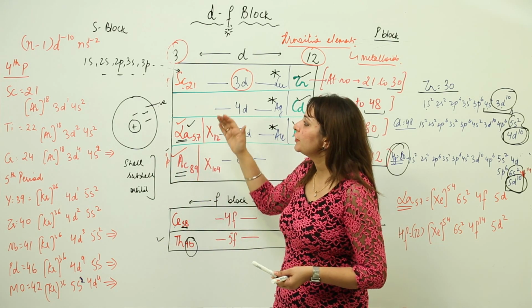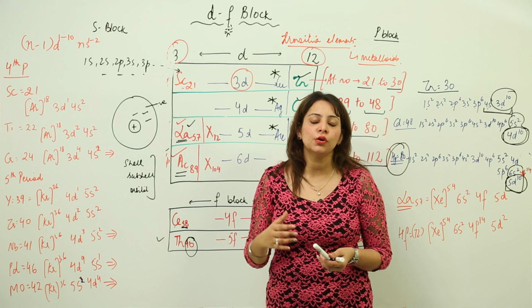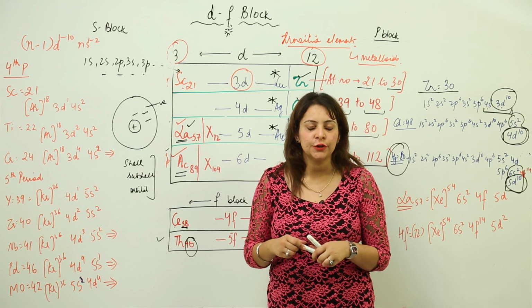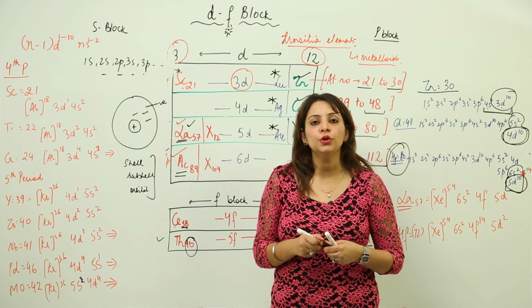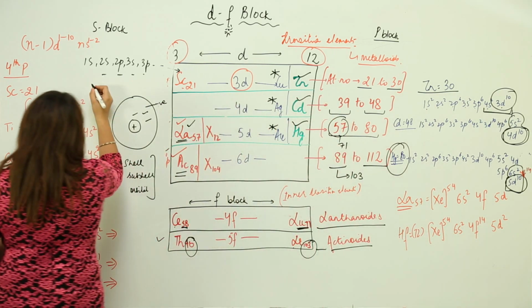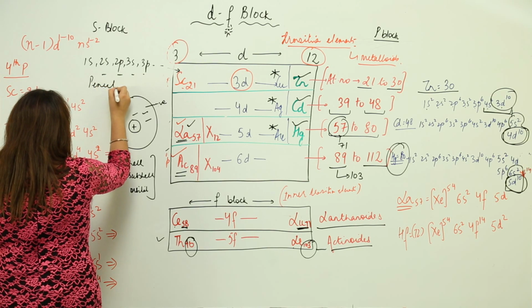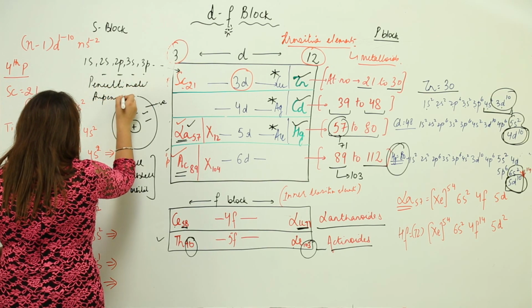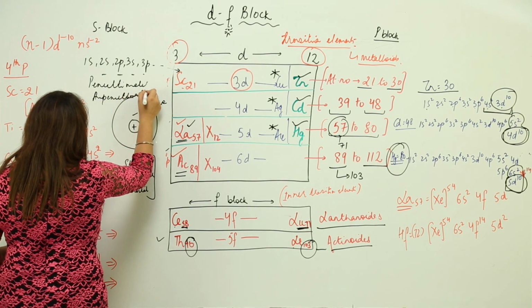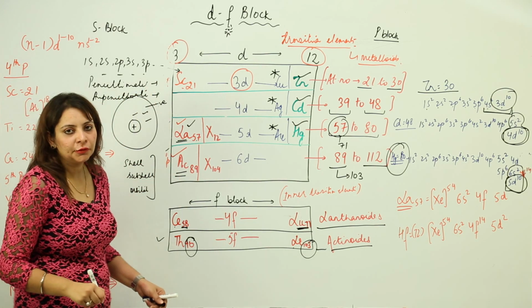Now, that is the d-block electronic configuration. Before we take that into consideration, you should know what the terms penultimate and anti-penultimate shell mean, because we will be using these terms very often in this chapter.